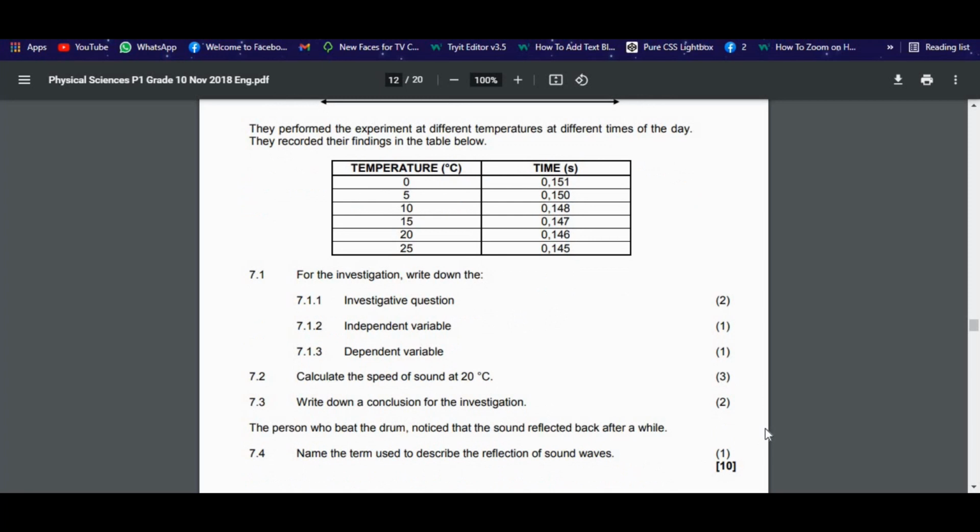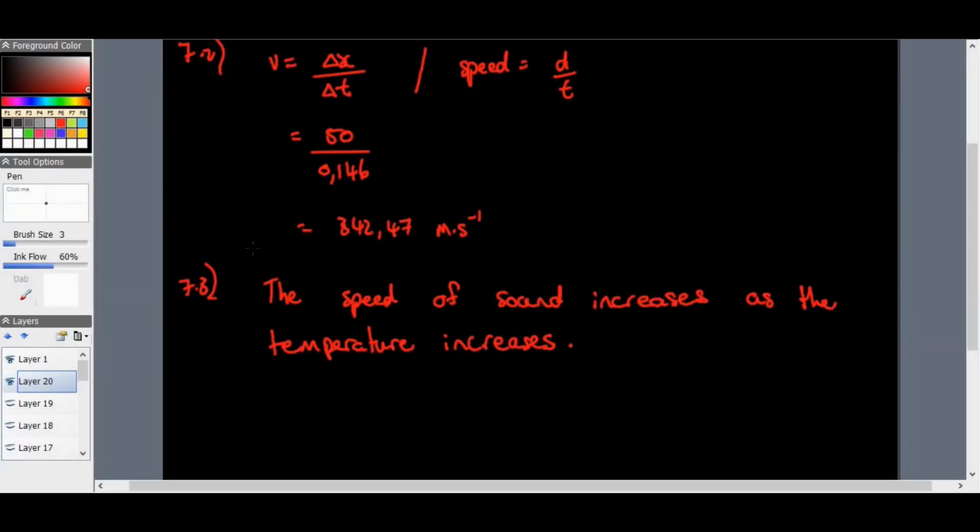7.4, the last question. The person who beat the drum noticed the sound reflected back after a while. Name the term used to describe the reflection of sound waves. This one's pretty easy. Echo. When sound waves reflect back and you hear the same sound, it's an echo. That's how simple these questions are.